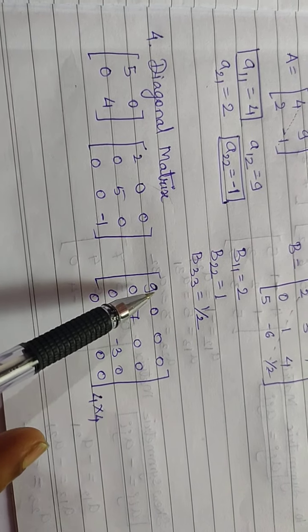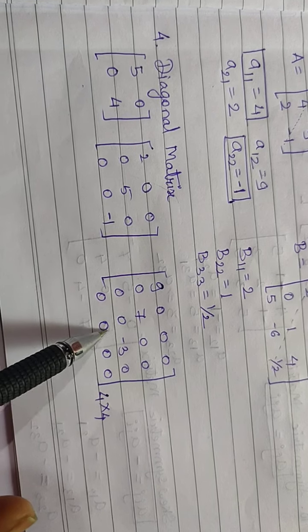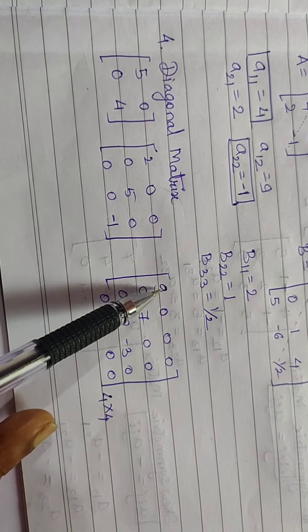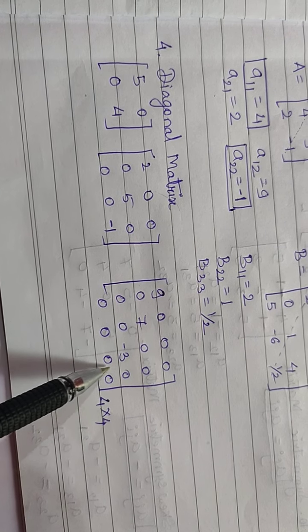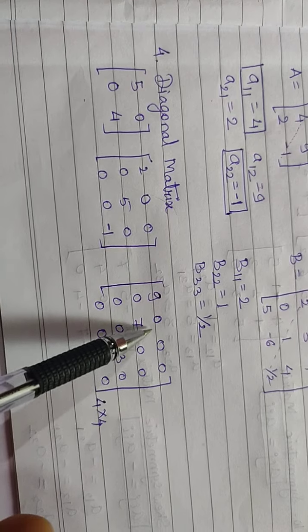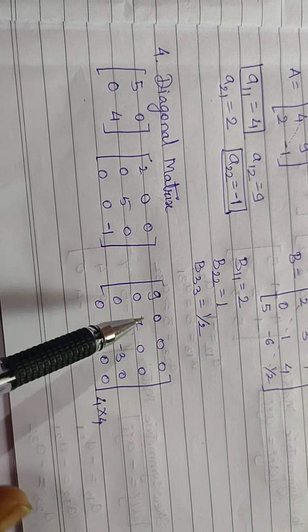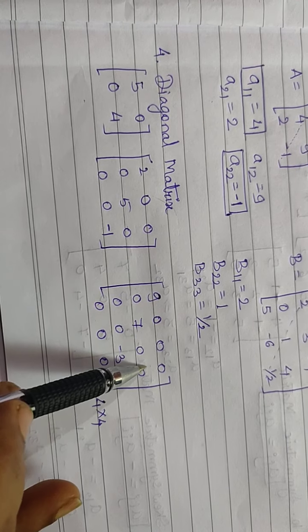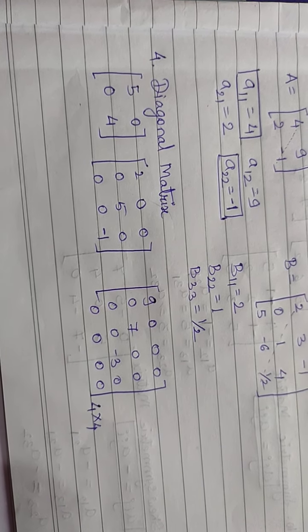In this matrix also, the non-diagonal elements are 0. In the matrix, the diagonal elements are 9, 7, minus 3 and 0. So these are the diagonal elements. The remaining elements are 0. So the matrix in which the non-diagonal elements are 0 is called the diagonal matrix.